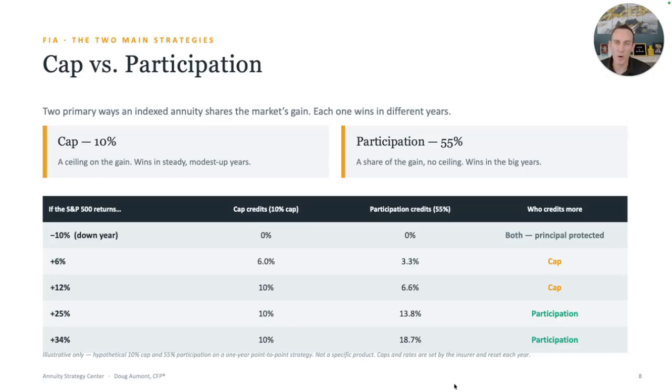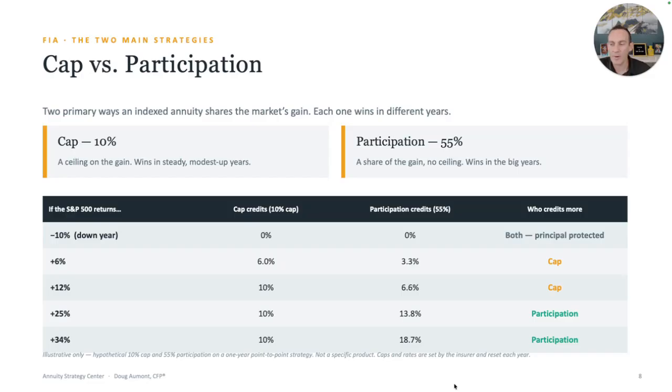Following year, you were up 12%. Again, with the cap rate of 10, that's the max that you can receive. So you get up to 10%, so you'd get 10% interest credited. In the participation rate strategy, you're still getting a share. So you're getting 55% of 12%, which is just over 6.5%. So again, in this case, the cap rate wins.